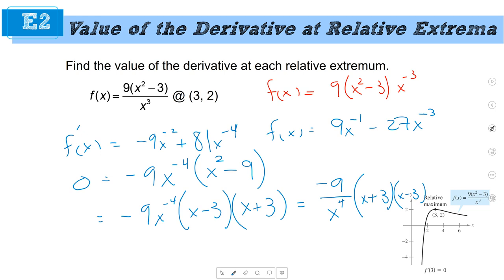It seems like a silly question, but I'll ask anyways, where are the critical numbers? What makes that derivative equal to 0? Dexter? 0. Does 0 make that derivative equal to 0? No. What does it make that derivative?